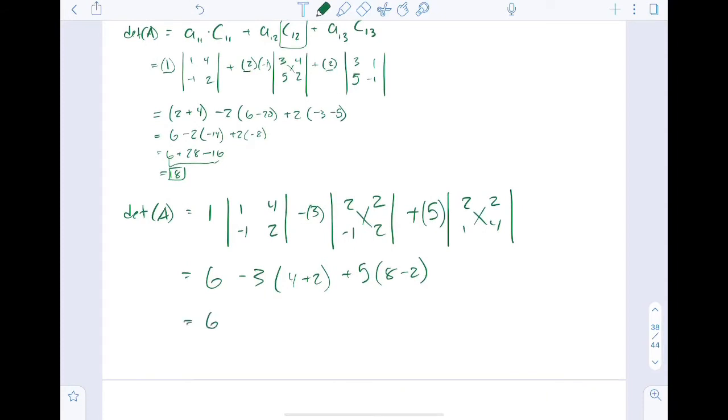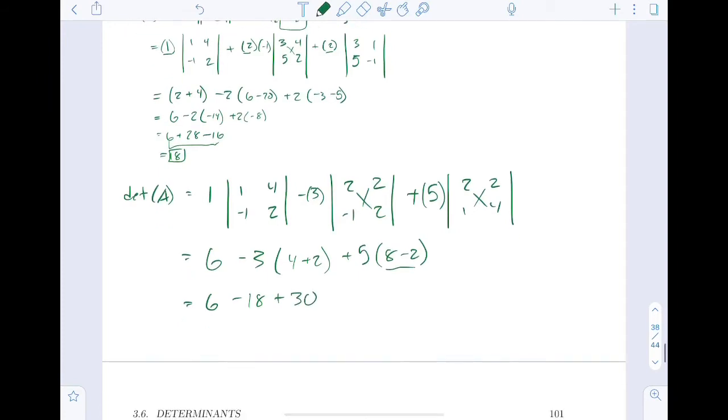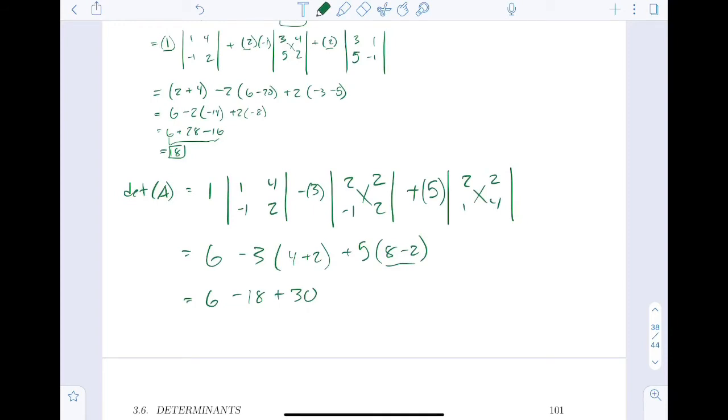Let's hope this works out better here. 6 minus 3 times 6 is -18, plus 5 times 6 is 30. 30 minus 18 is 12. 12 plus 6 is 18. Woohoo! We got the same thing.